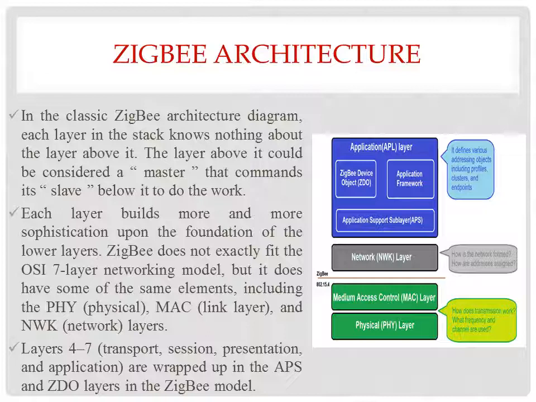ZigBee does not exactly fit the ISO 7 layer networking model, but it does have some of the same elements, including physical, that is PHY, MAC, that is link layer, and NWK, that is network layers. Layers 4 to 7, that is transport, session, presentation and application layers, are wrapped up in the APS and ZDO layers in the ZigBee model.